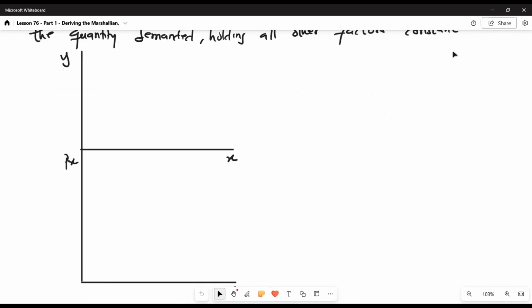Let's start with this figure here. This space will show the preference of the consumer for good X and good Y, which we will use to draw our indifference curve. And this space will show the relationship between the demand for good X and the price of good X, which we'll use to draw our demand curve.